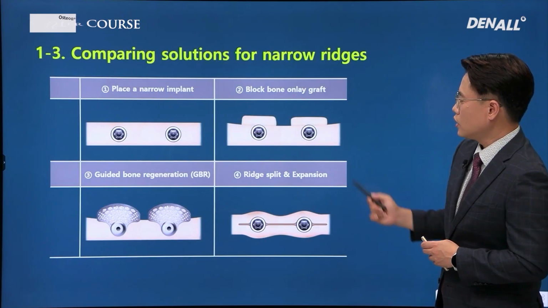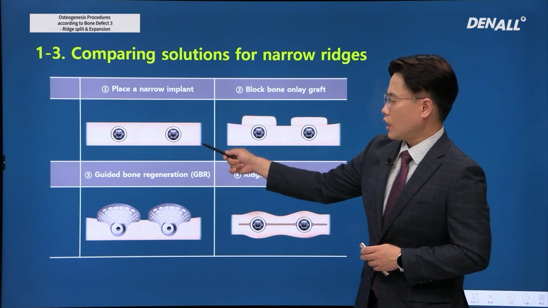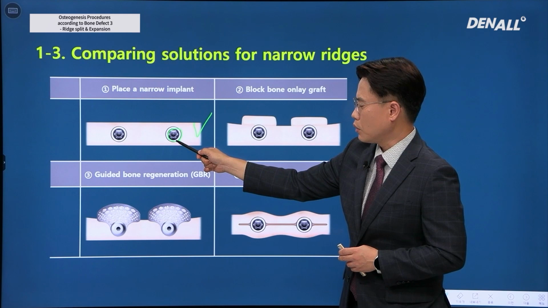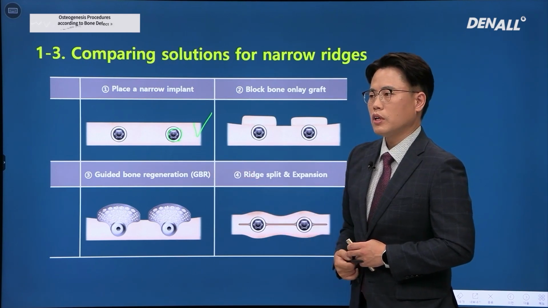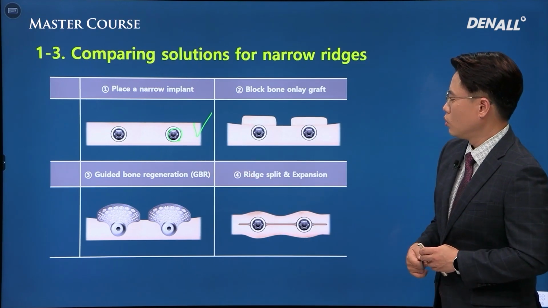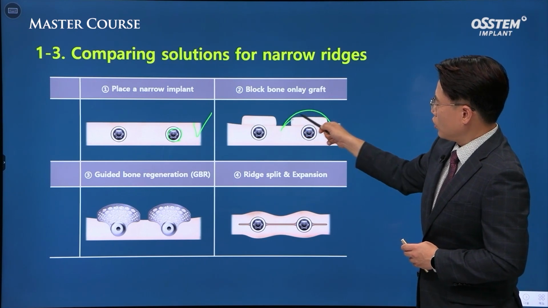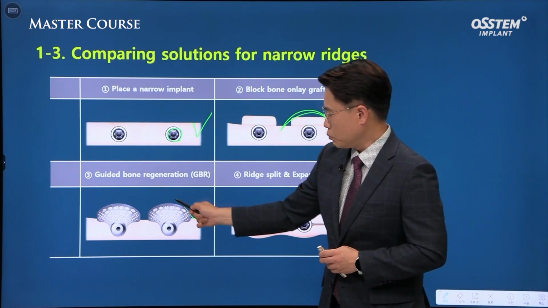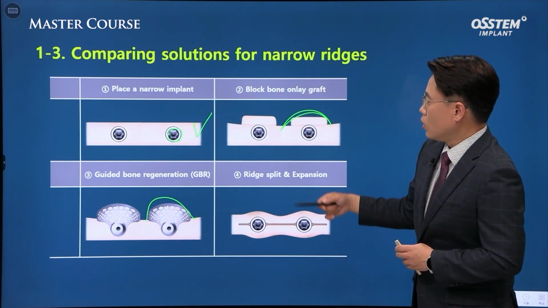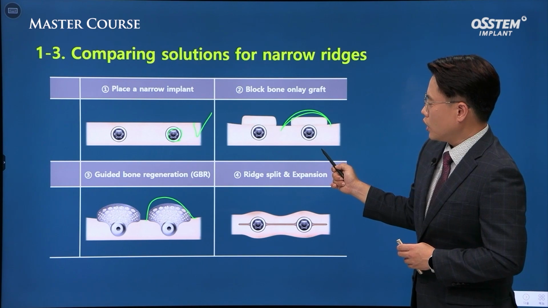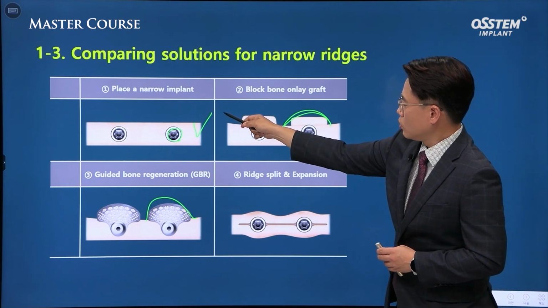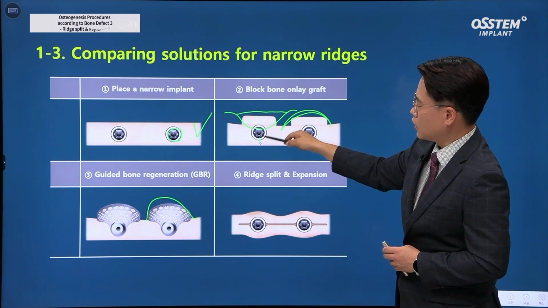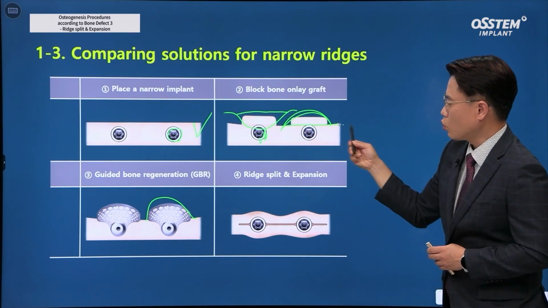To compare the four once again, the easiest way to place the implant is to use a narrow diameter implant, but this is not something that you can do all the time. In this case, you need a membrane here, and this would also require a membrane over here. In the case of a narrow ridge, there are rarely cases where only this area is thin. It is evenly thin in most cases.